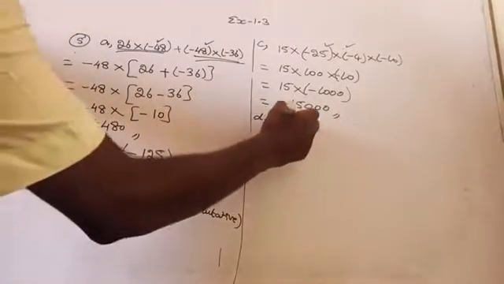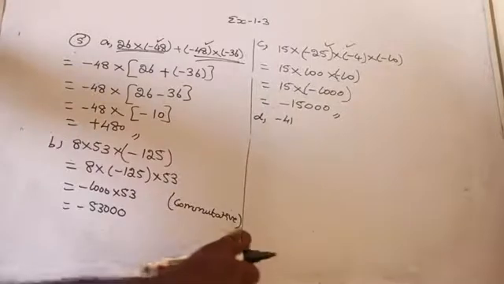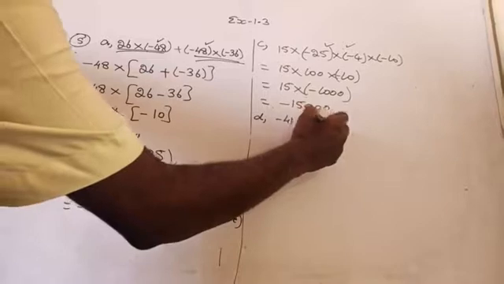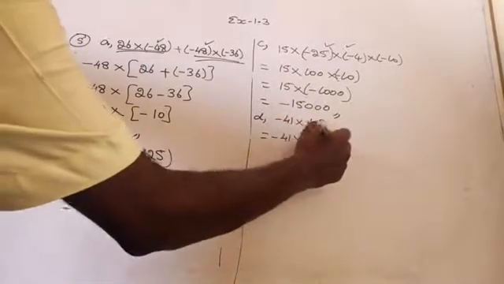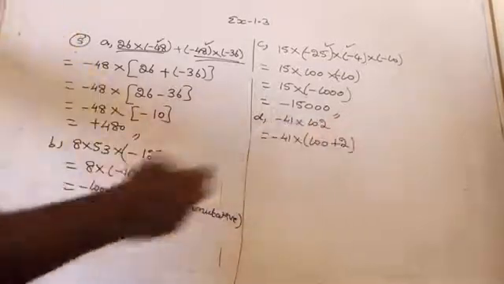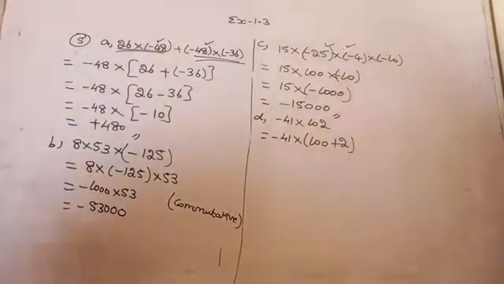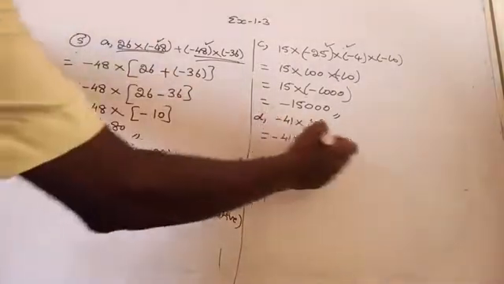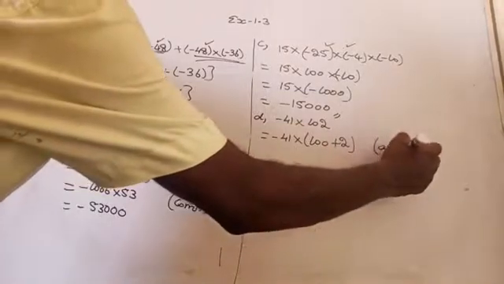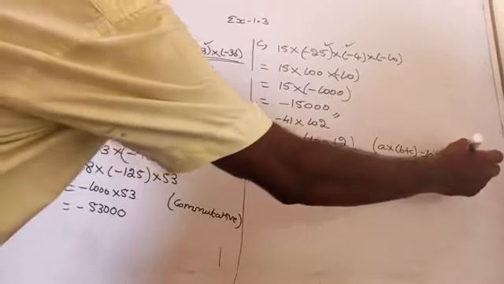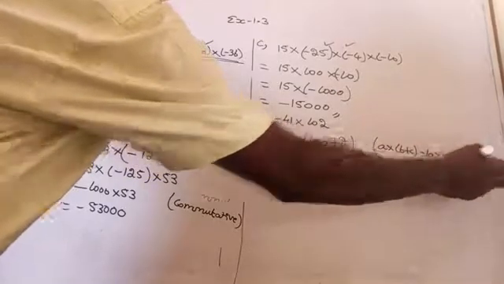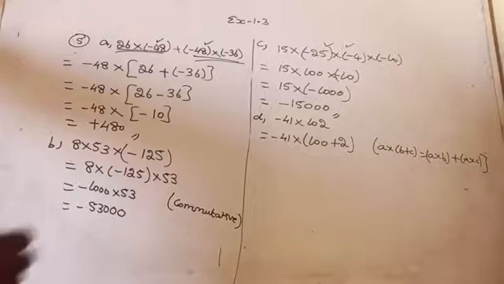Minus 41 into 102. So 102 can be written as 100 plus 2. Now you can use the distributive property of multiplication over addition. That is A into B plus C can be written as A into B plus A into C.